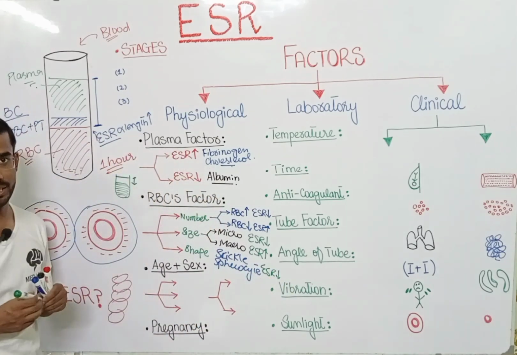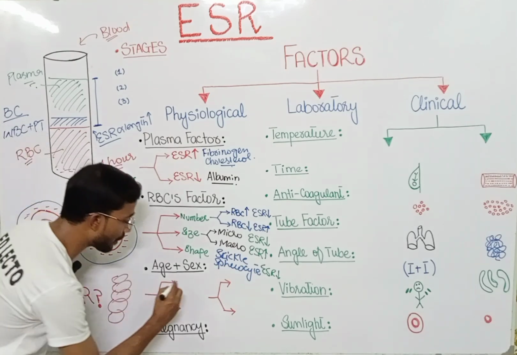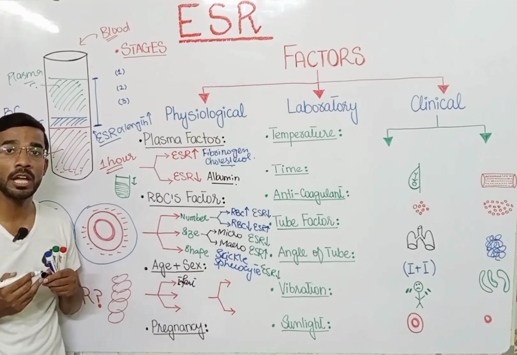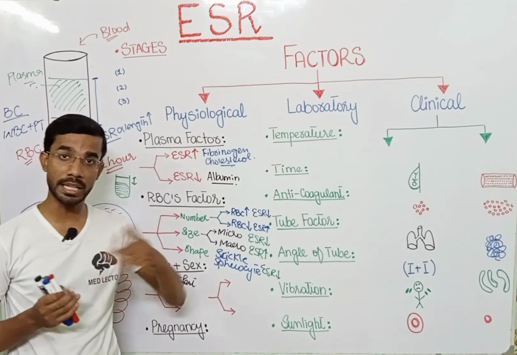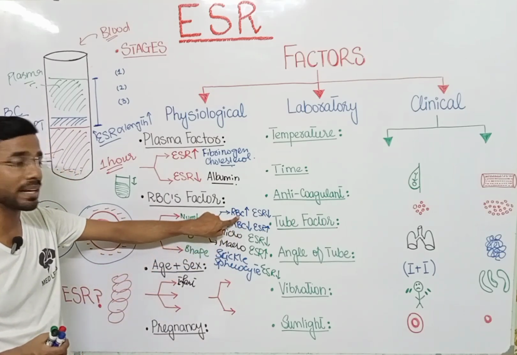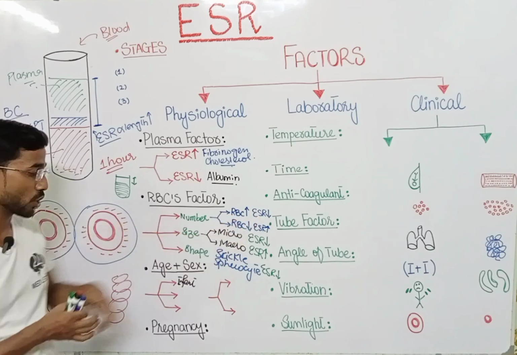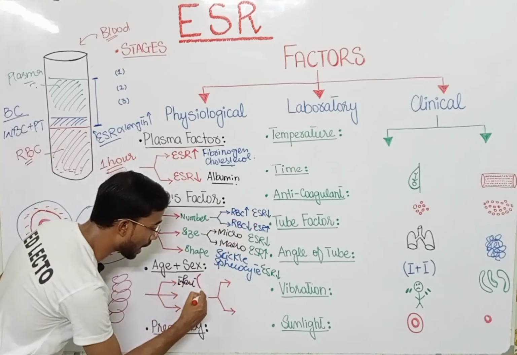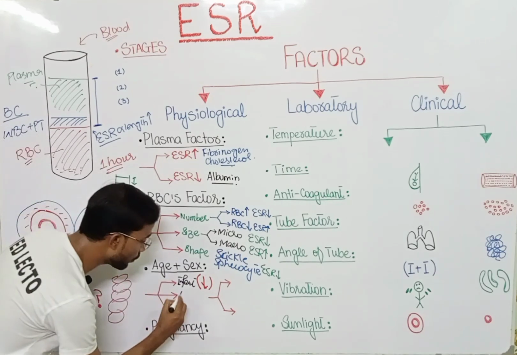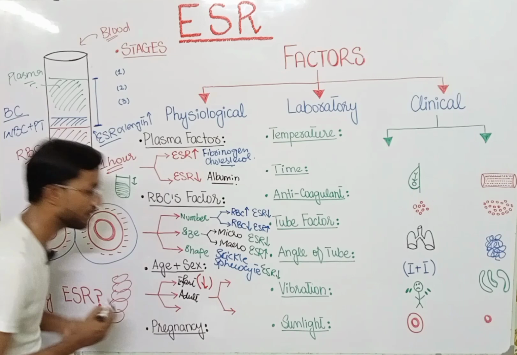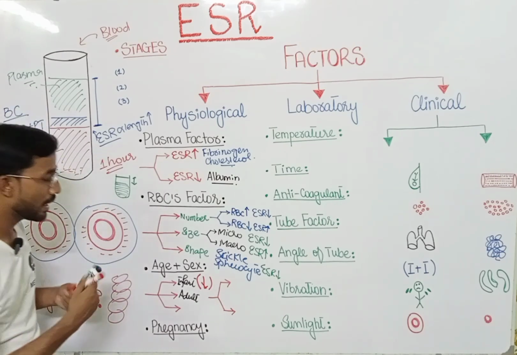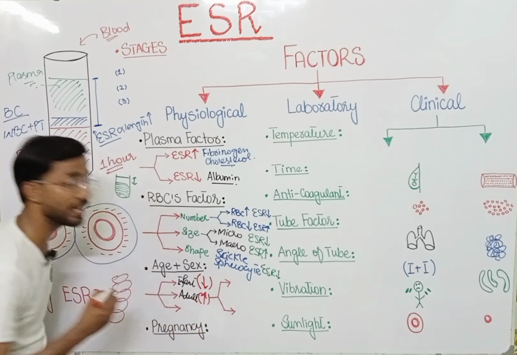Next is age and sex. First, if you see the infant, or you can say baby, normally the RBC count is increased. As we have discussed, if the RBC number increases, then the ESR will decrease. So that's why the ESR will be decreased in the infant. If we move towards the adult, the RBC count will decrease, which means the ESR will start increasing in adult age.